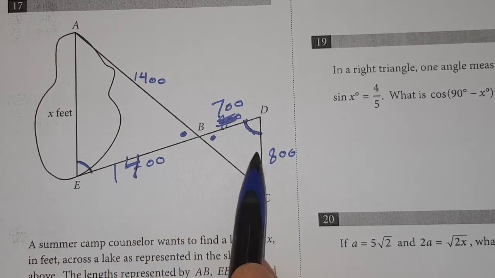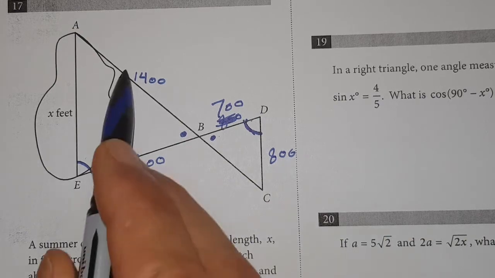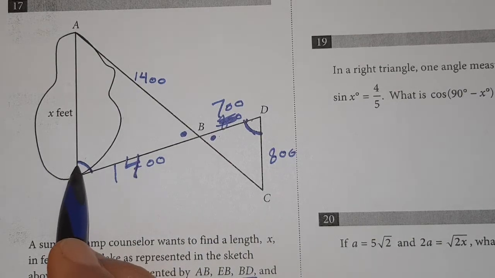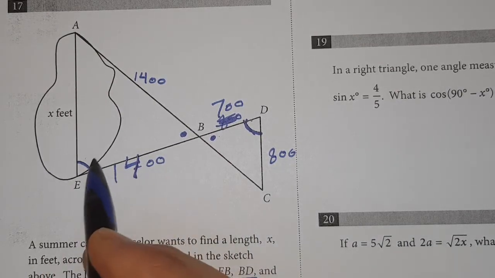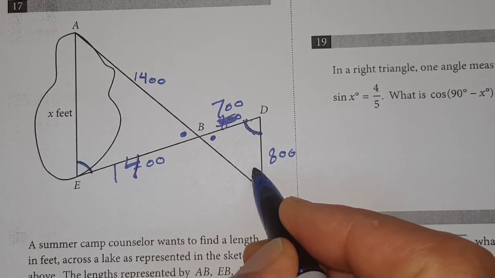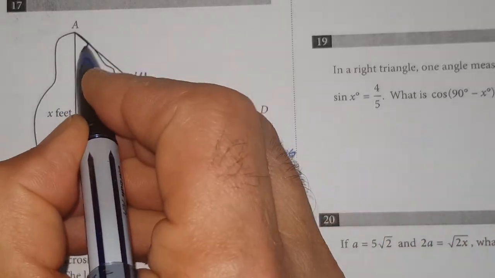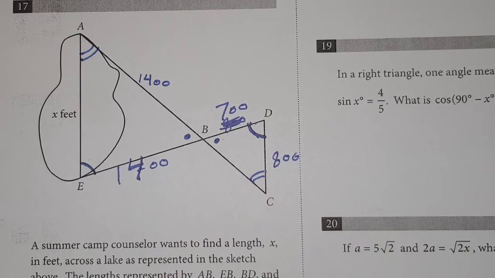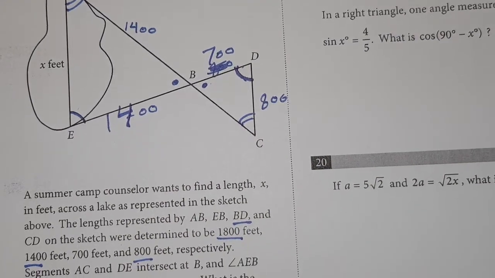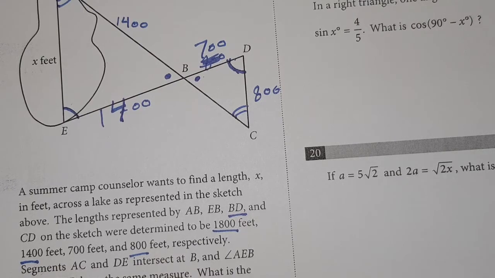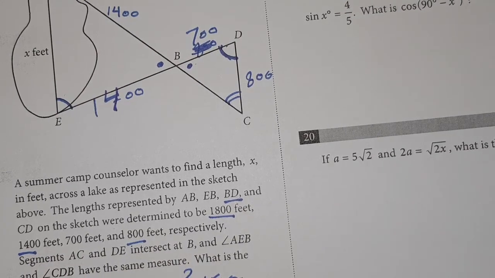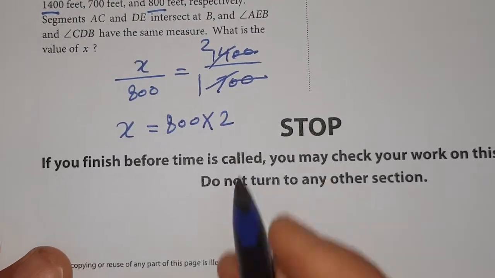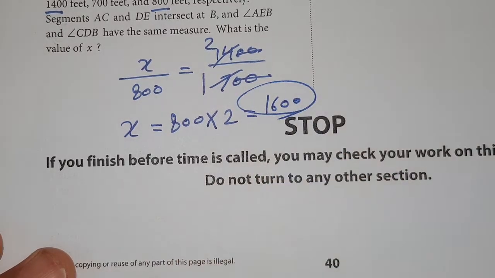The x over 800 is the same as 1400 over 700. This is opposite to this one. 1400 is opposite to this. Look, the third angle I make a star or two arcs here. The side opposite to the angle with two arcs is 1400, equal to this side, also 700. You have to pick corresponding sides. So cancel, equals 2 over 1. So x equals 800 times 2 equals 1600. Answer: 1600.